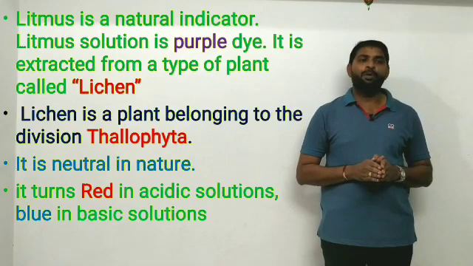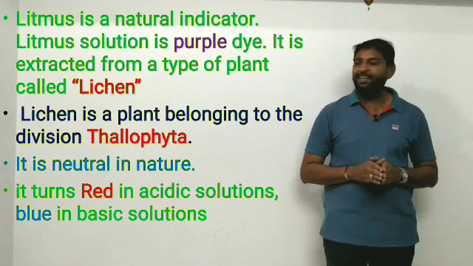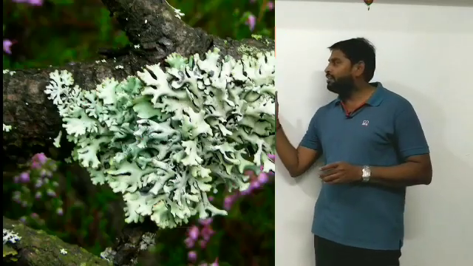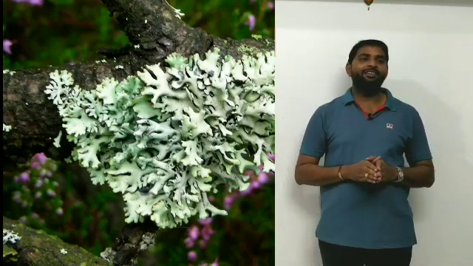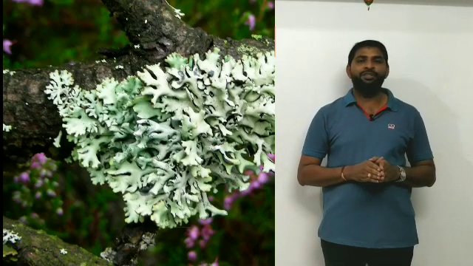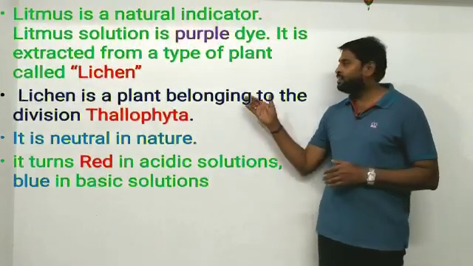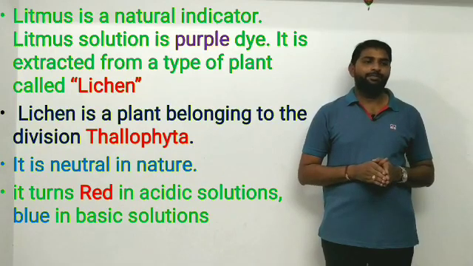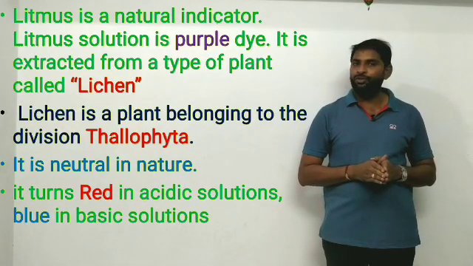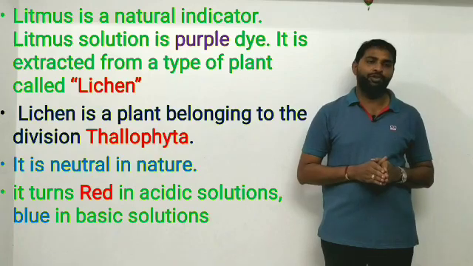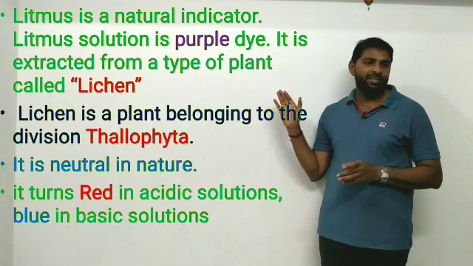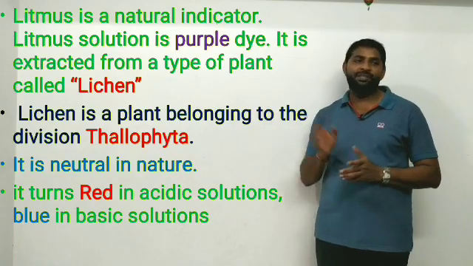Litmus solution is a purple dye. It is extracted from a type of plant called lichen. Lichen is a plant belonging to the division Thallophyta. It is neutral in nature. It turns red in acidic solutions and blue in basic solutions.